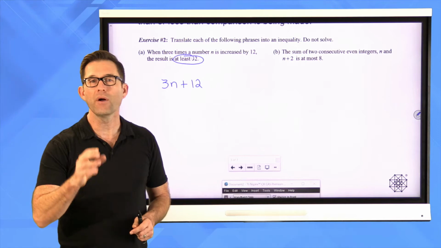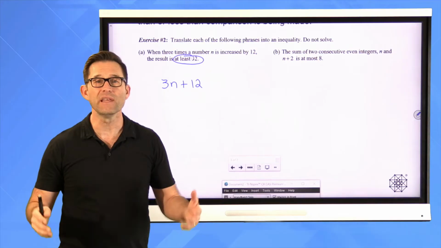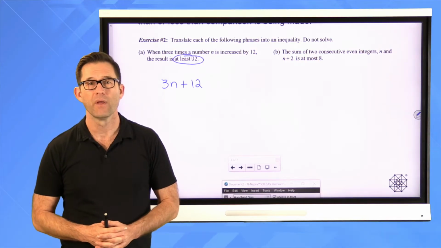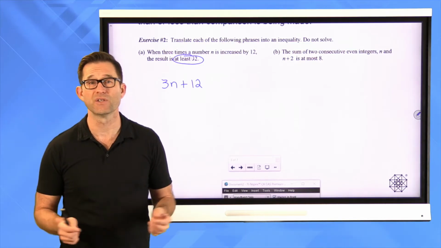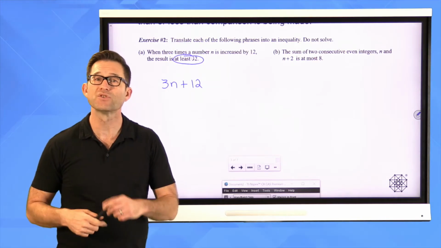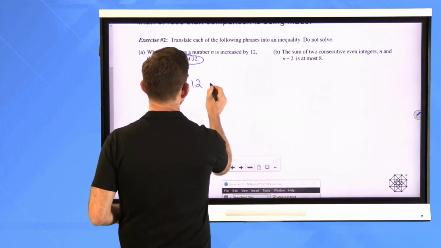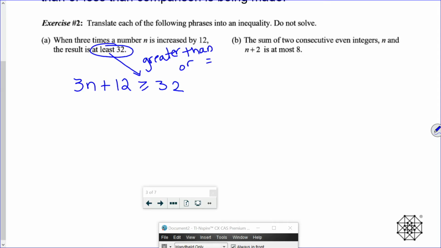Well, I want you to always just put it in terms of, forget about mathematics. If I said to you, I have at least $32 in my wallet, then what would you say? Well, you'd say, okay, the smallest amount you could have is 32, but you could have 32 and anything greater than 32. So at least always will translate into a greater than or equal to. So 3n plus 12 is greater than or equal to 32.